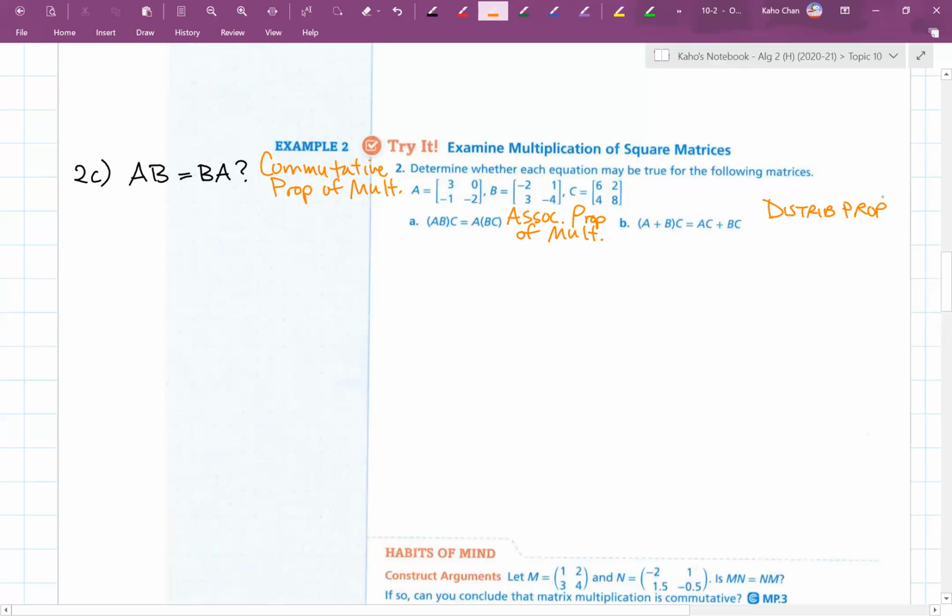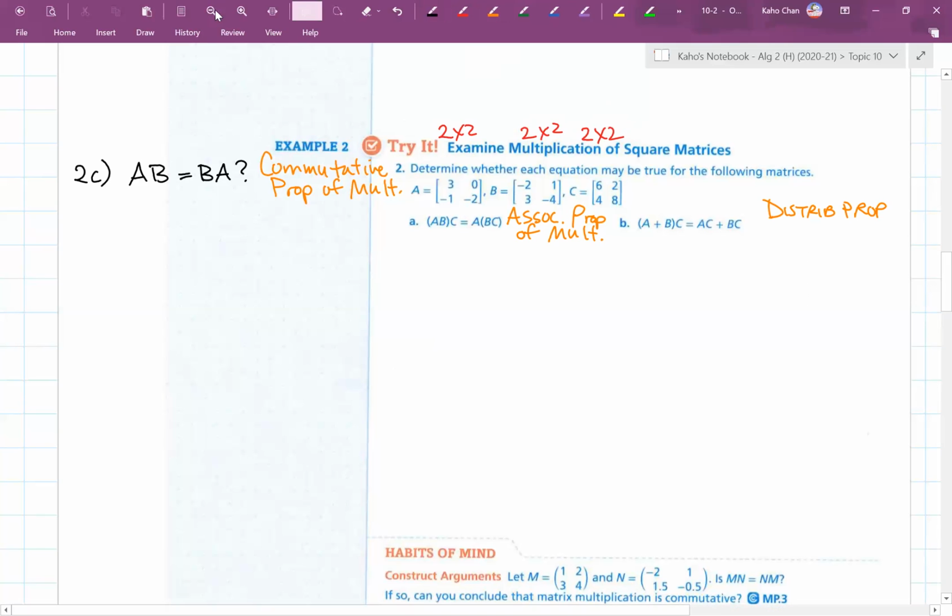Question, do these work with matrices? Do they all work? Do some of them work, or do none of them work? And we're going to explore that right now. Let's do A times B first. Here we go. They're all 2 by 2, so they will all match. So that's great. Even your final resultant matrix will be a 2 by 2 as well.